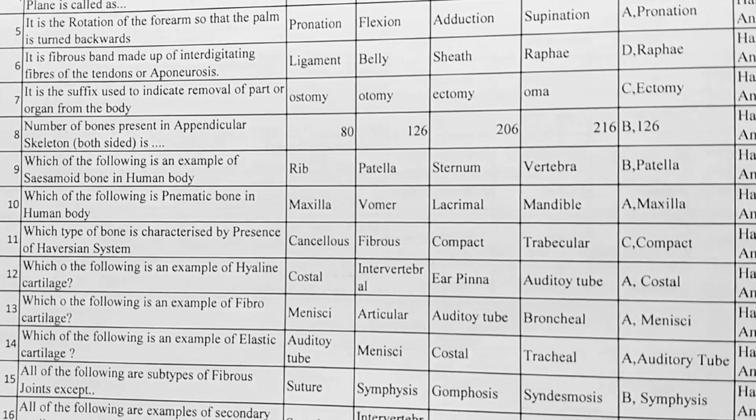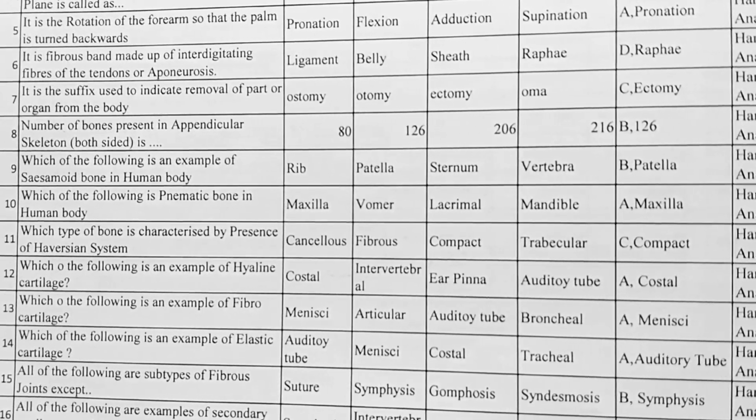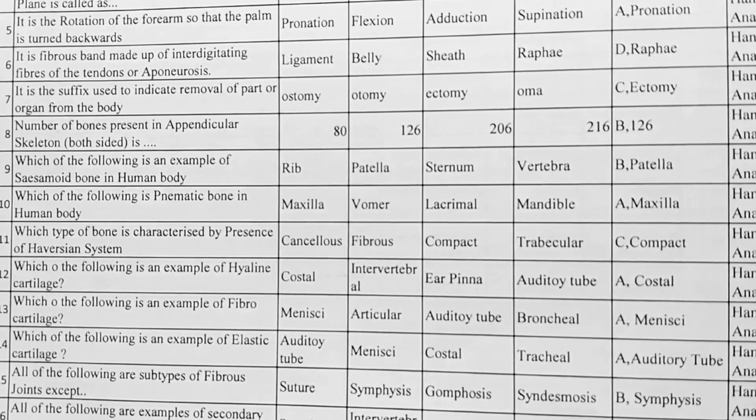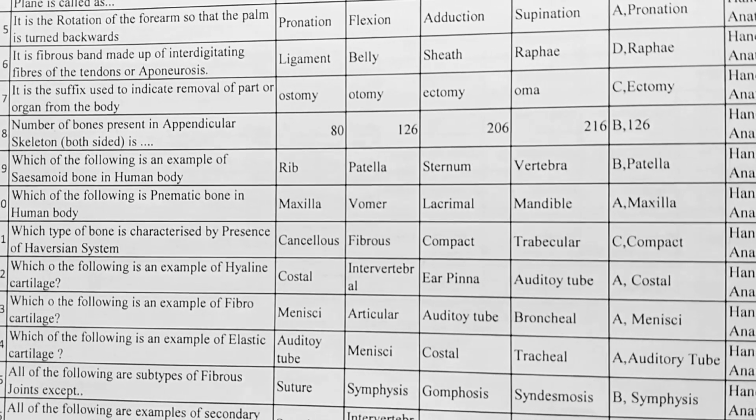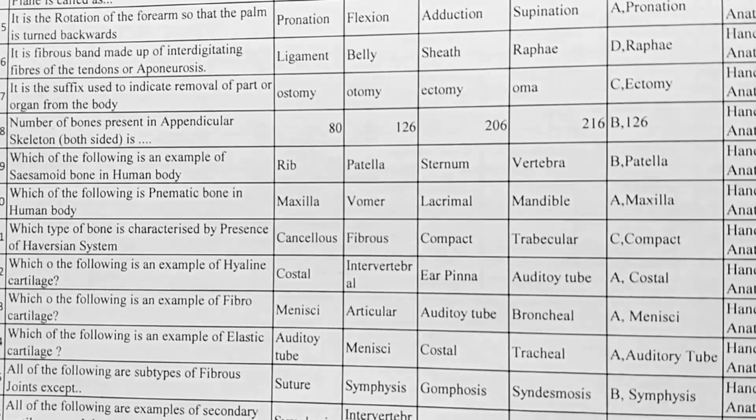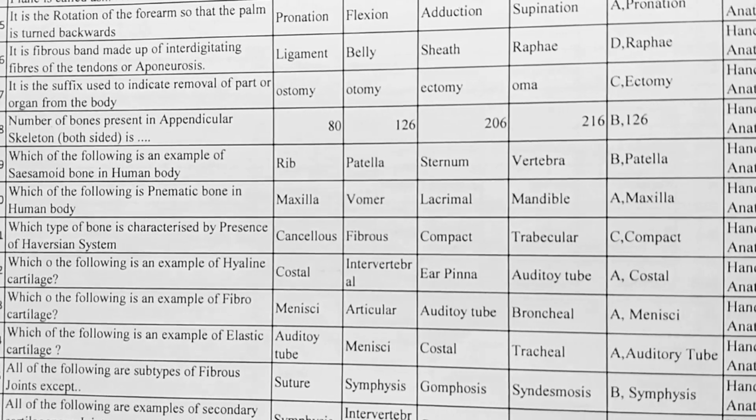Next, number of bones present in the appendicular skeleton both sided is. Options: 80, 126, 206, 216. Option B is correct, 126.